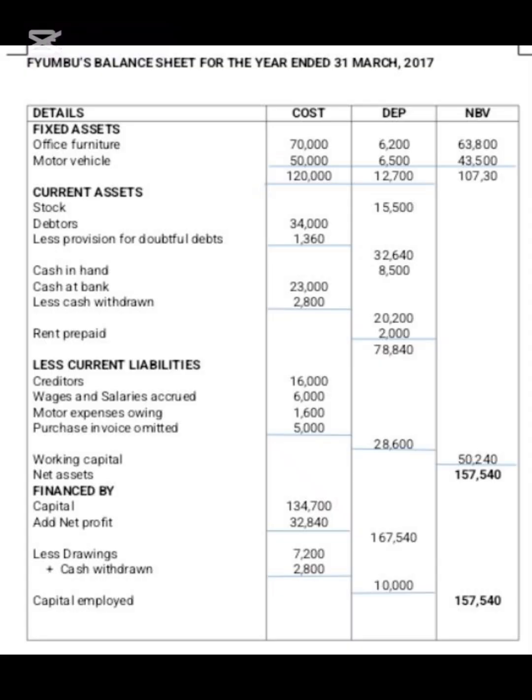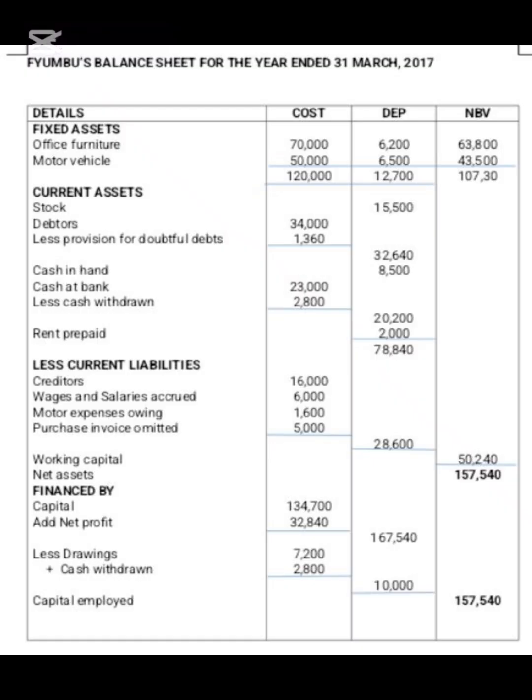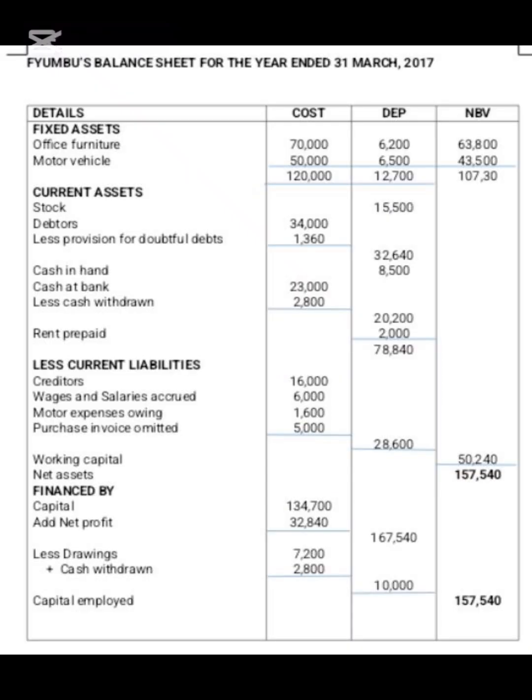What financed this business was the capital. So the capital that we had was 134,700. To the capital you add net profit. So the profit that we calculated in the trading profit and loss account was 32,840. Upon addition, it should give you 167,540. If there is also a long-term liability, you can add it to it, but since we don't have it in this question, we just leave it.